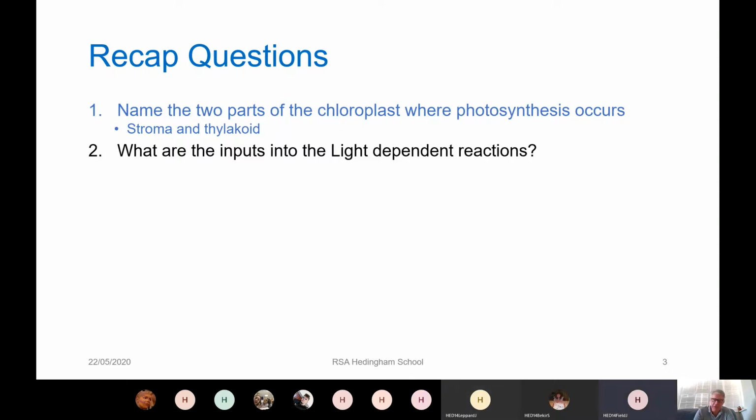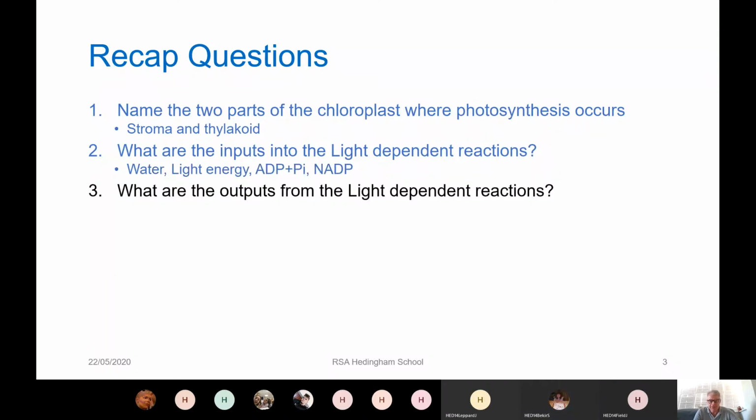Go on. Light. Somebody just shout out light. Yeah. What else? Water. Good. What's the thing that carries the hydrogen and the electrons? ADP. Well, we need ADP as well, but that's not chlorophyll. NADP. Yeah, NADP. So water, light energy, ADP and inorganic phosphate to be built up into ATP, and oxidized NADP.